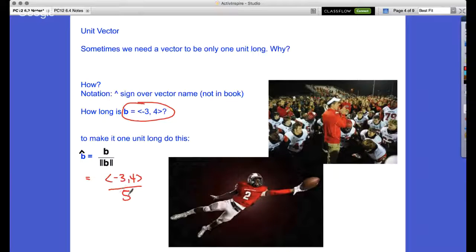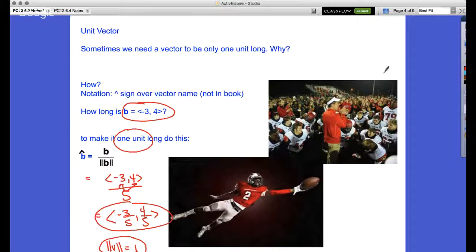So what we could do is put the 5 underneath and then take the 5 to both of these on the left and to the right. This would be -3/5 and this. So it's the same vector as far as direction, except now it has a magnitude. We would put that to magnitude. The magnitude would be 1 because we call it a unit vector.